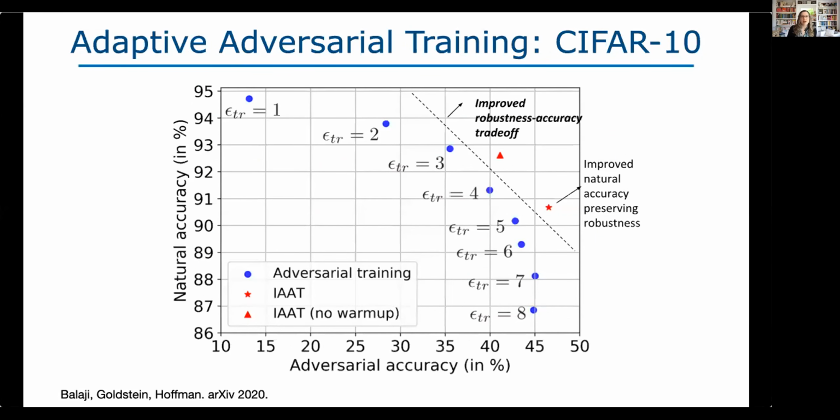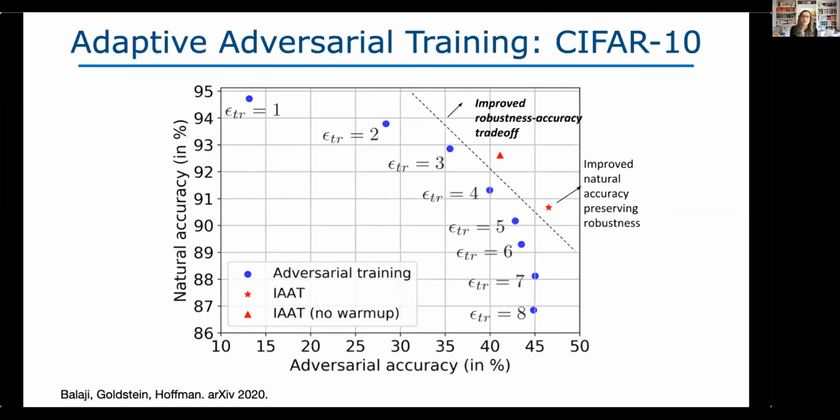So to measure that more concretely, what we did is we took the CIFAR-10 dataset, and the blue dots illustrate performance for training with fixed epsilons, labeled with the epsilon TR there. We swept across training with a fixed epsilon from 1 to 8, and on the y-axis, we show the natural accuracy or clean accuracy, and on the x-axis, we show adversarial accuracy. Ideally, you'd get 100 on both, so you'd be in the upper right corner.